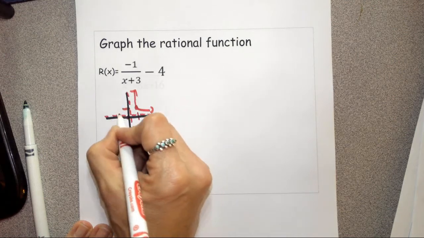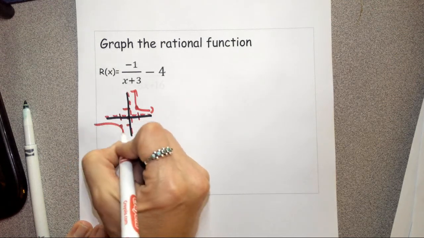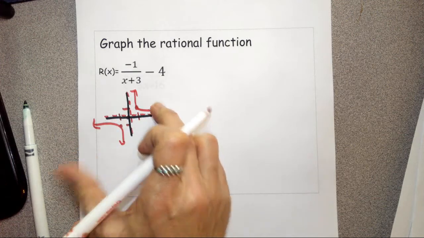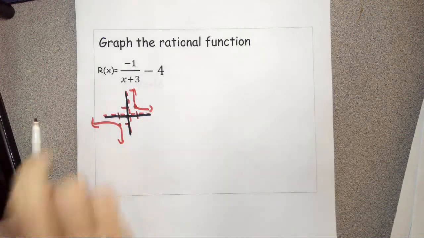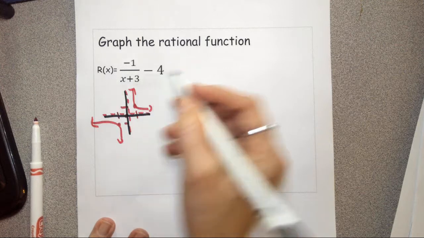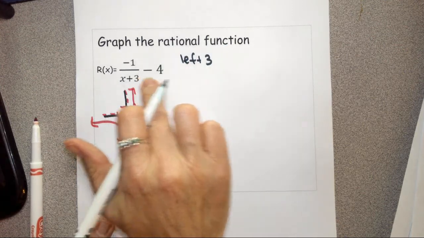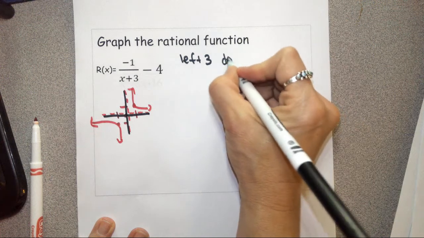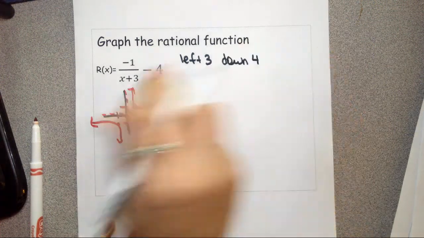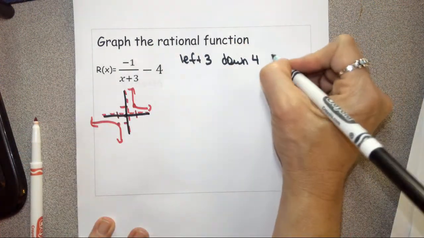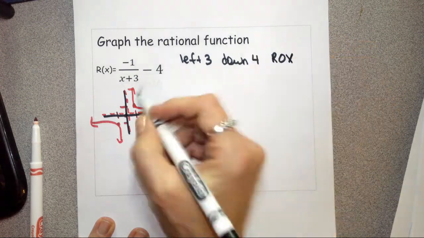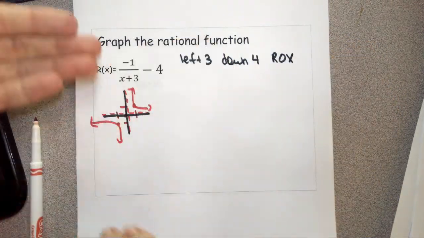And we go from the middle, left 1, down 1. So I'm going to take this parent function and create a transformation. This plus 3 at the bottom is going to make my graph go left 3. This minus 4 is going to cause my graph to go down 4. And this negative on the top is going to cause these 2 arms to reflect.